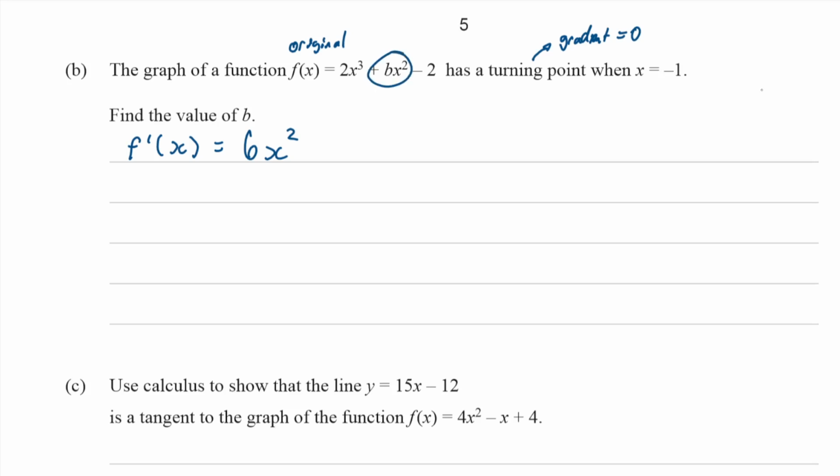The second term, likewise, we take the power of 2, multiply it out the front. Remember, the b is just some constant, so we just treat it as a constant, so 2 times b, 2b. X to the power of 2 minus 1 is to the power of 1, which we don't need to write. And the derivative of minus 2, the derivative of a constant, is 0, which we don't need to write.